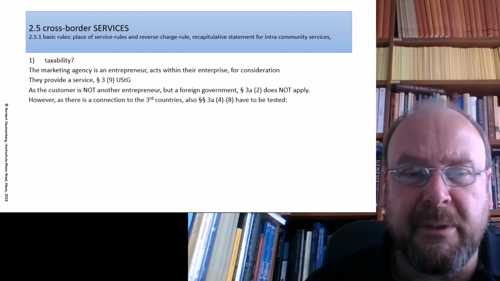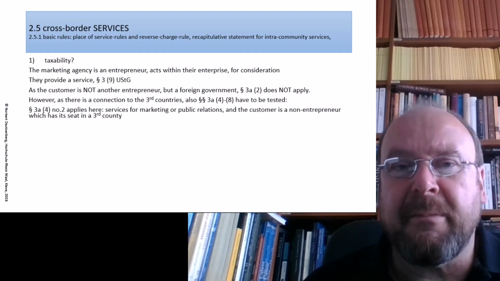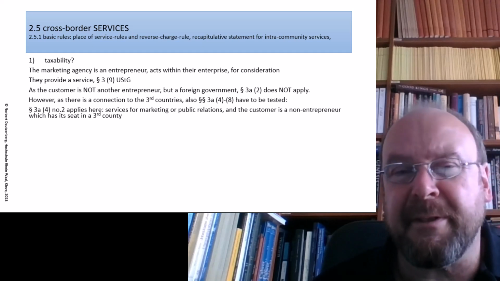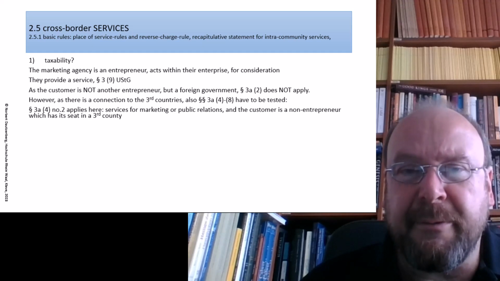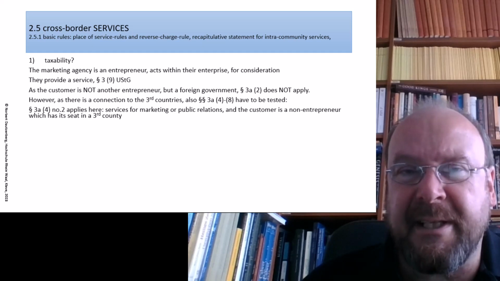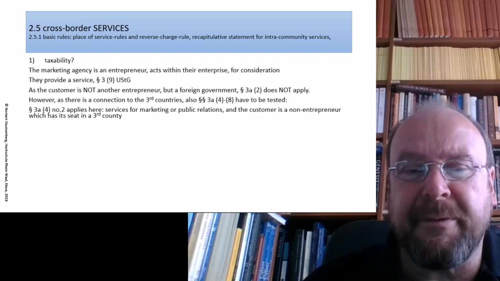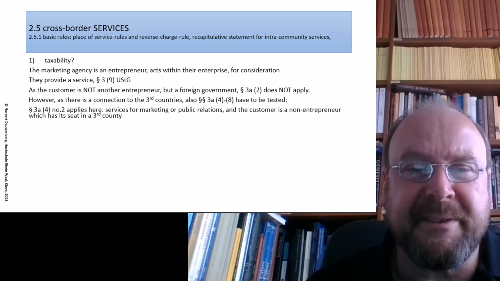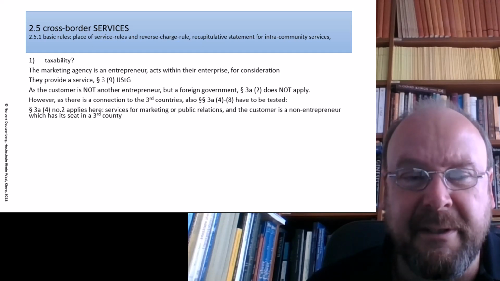However, we have here 3A4. You remember that rule with the catalog services. If your customer is a non-entrepreneur, to say it simplified, a private customer and similar customers, then 3A4 says the service will be taxed at the residence or the statutory seat of the foreign customer. And marketing and public relations transactions are in the catalog of services included here.